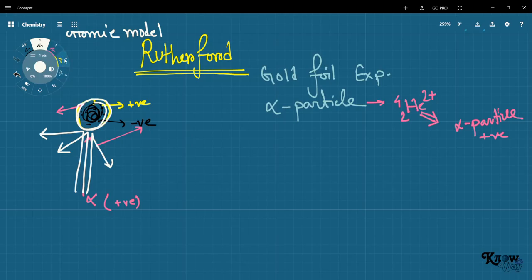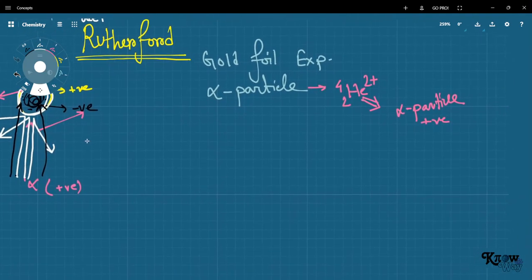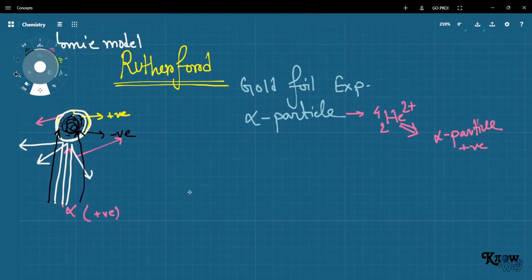And if the outer part is negative and the inner part is positive, what will happen? The positive particles will get attracted to the outer part. That was his theory, and that's how he carried out his experiments. So let's see his experiment in detail.